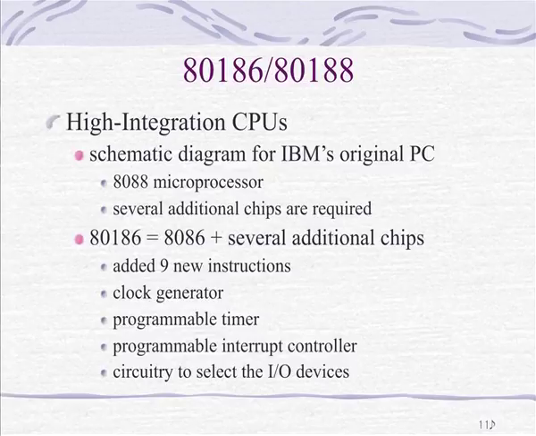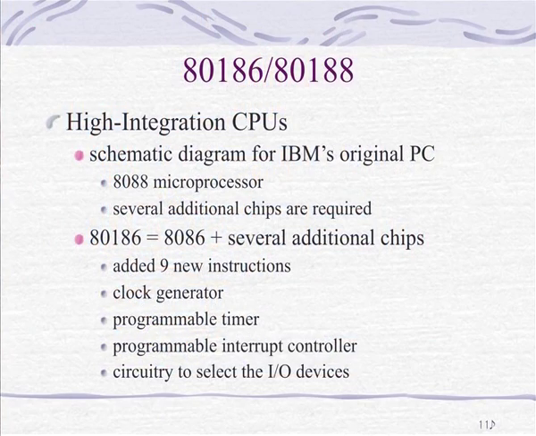Added 9 new instructions, then it has a clock generator, it has a programmable timer. Again, the timer is used for generating the delay ranging from a few microseconds to hours. It has a programmable interrupt controller, that means the 80186 has the inbuilt feature of programmable interrupt controller PIC. It has the circuitry to select the IO devices.